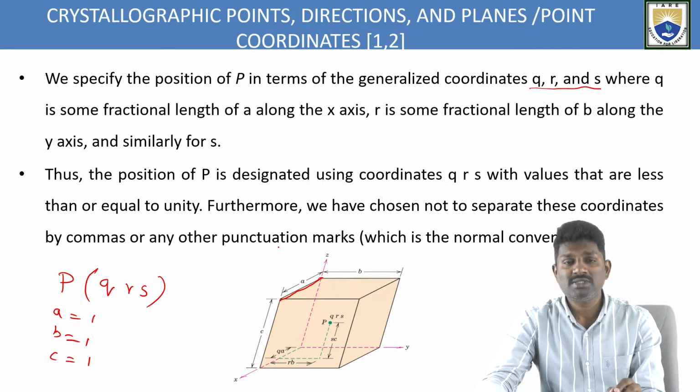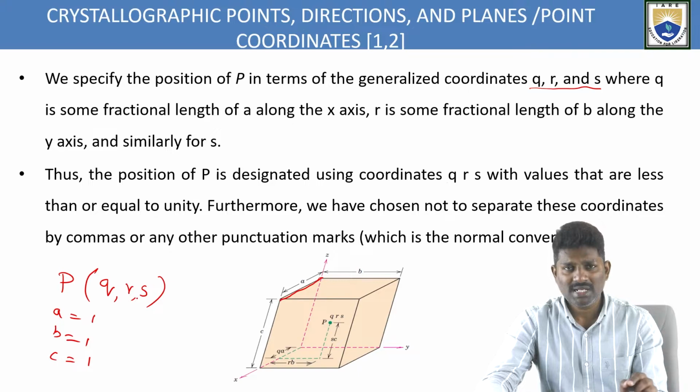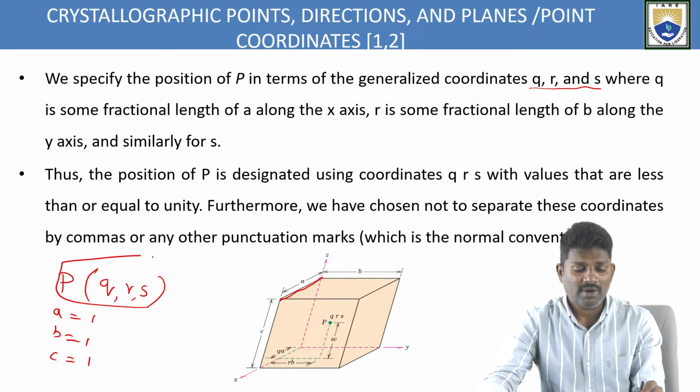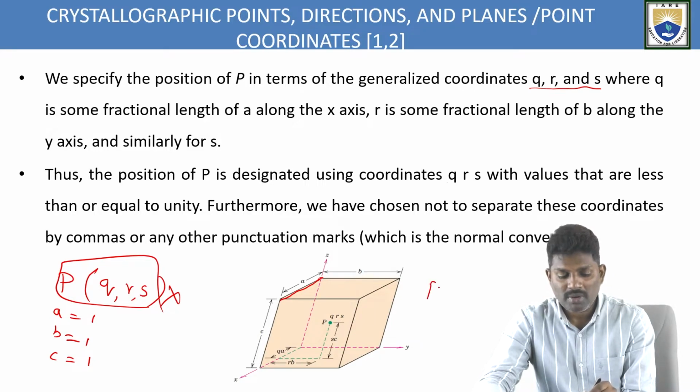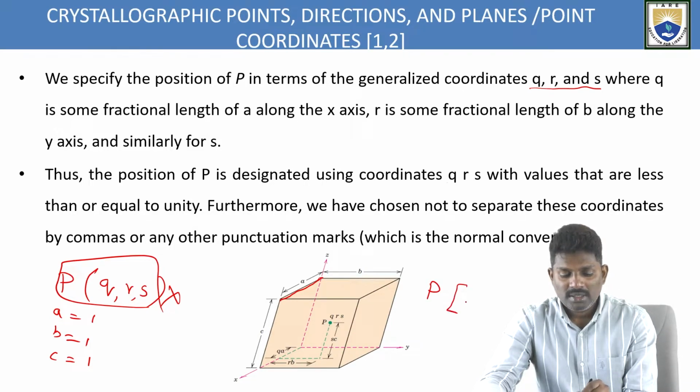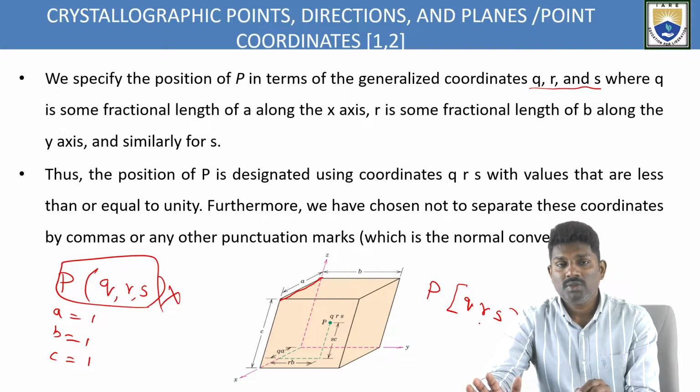Now further, we have to choose not to separate these coordinates by commas. As we discussed, we should not give the commas in between these coordinates. Generally we make this mistake, so this we have to avoid. This is the wrong representation. So what do we have to do? We have to show the point P like this, q r s without commas. This is the correct representation. And also we have to close them in the square bracket. These are the two criteria you have to remember.